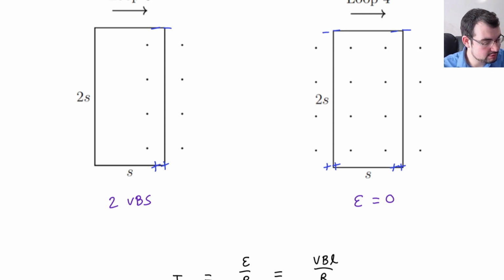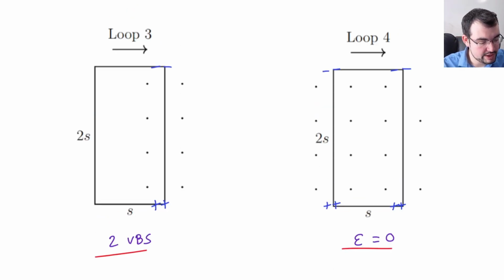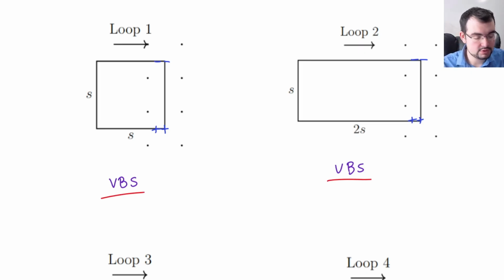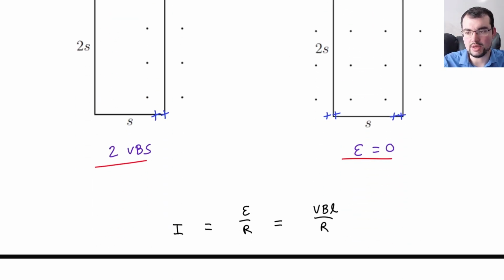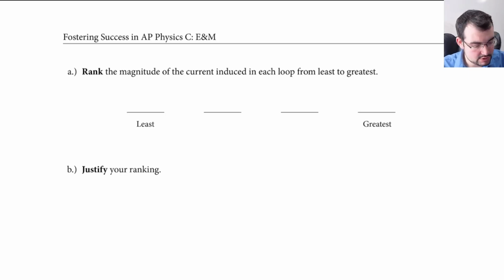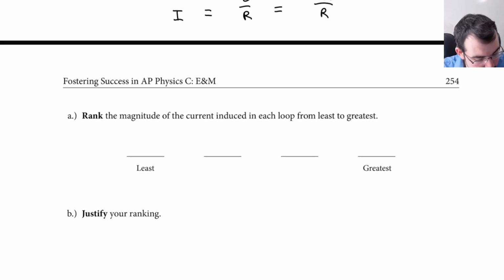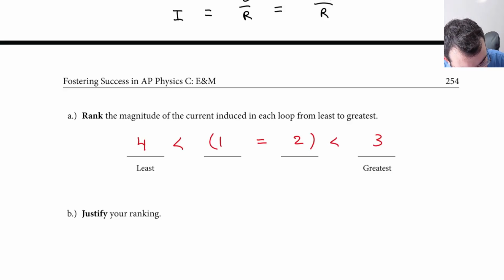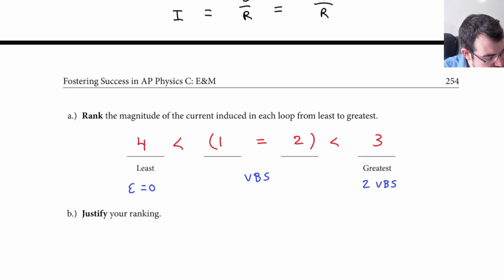So if we were looking at our results here, we get VBS for the first, VBS for the second, 2VBS for the third one, and no EMF for the fourth. So induced current is going to be the least in case 4, or D. Least in 4. We have a two-way tie at 1 and 2. And then we have the greatest at 3, because we said this was 0, this EMF was VBS, and the greatest was 2VBS.